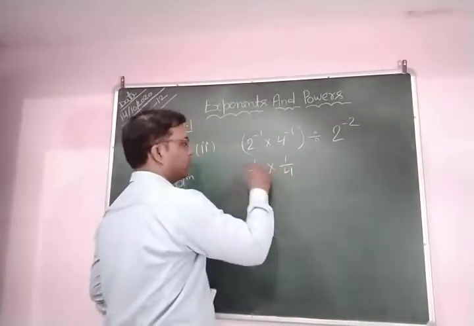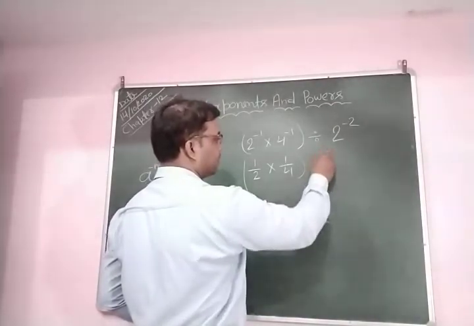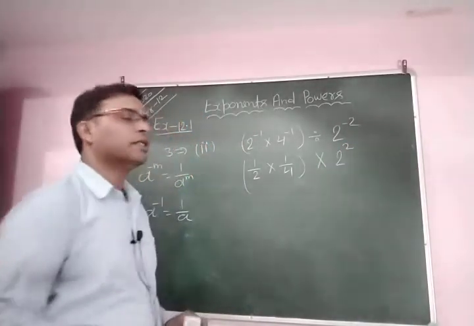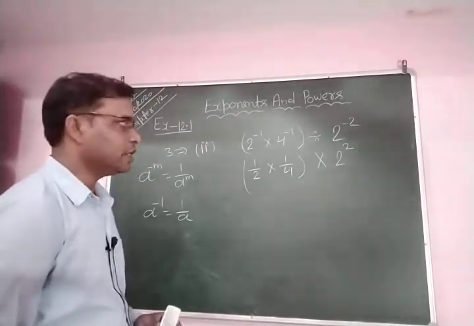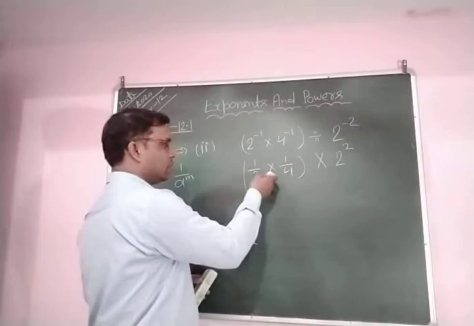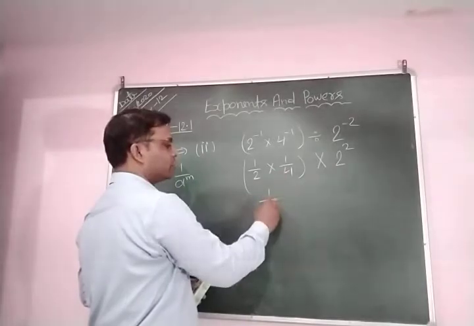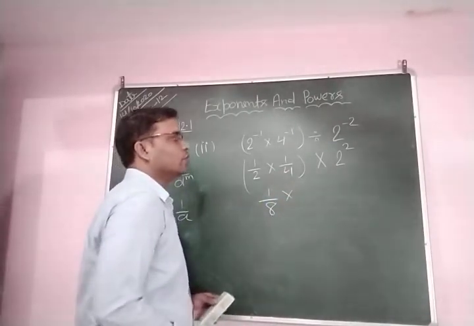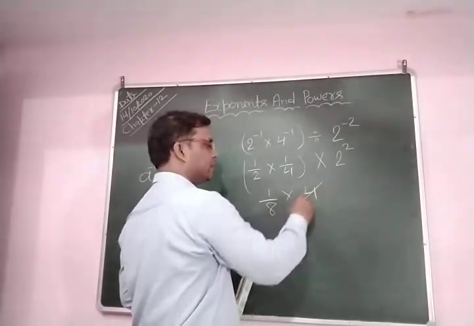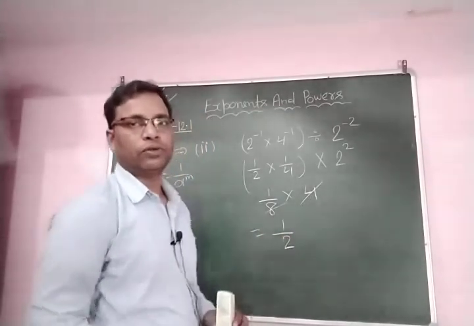Clear? Now, this is the case of division. So you can write it in the case of multiplication, and this becomes plus 2. Clear? This is clear. And now 1 into 1, this is equal to 1, and 2 into 4, this is equal to 8, into 2 power 2, 2 power 2 is equal to 4. So you can cancel this, 4 2s are 8. So you obtain here 2. Clear?